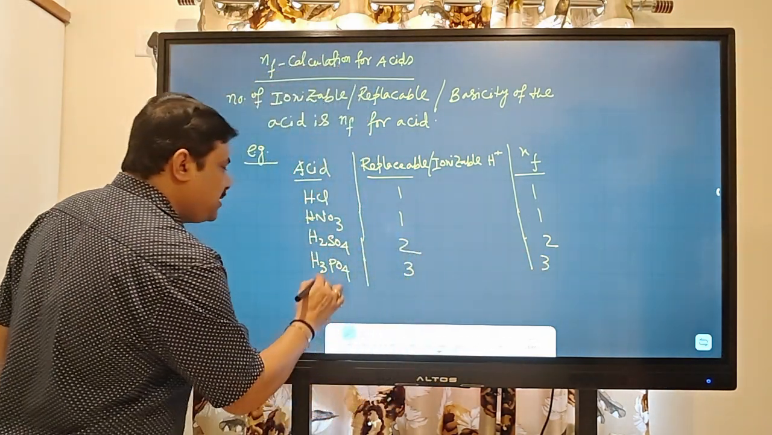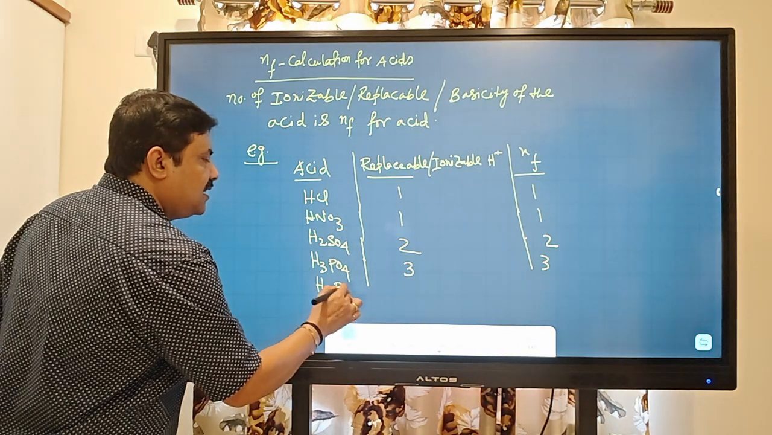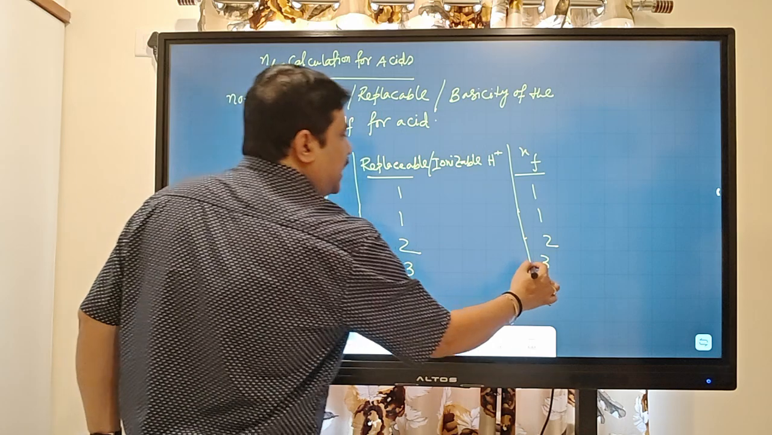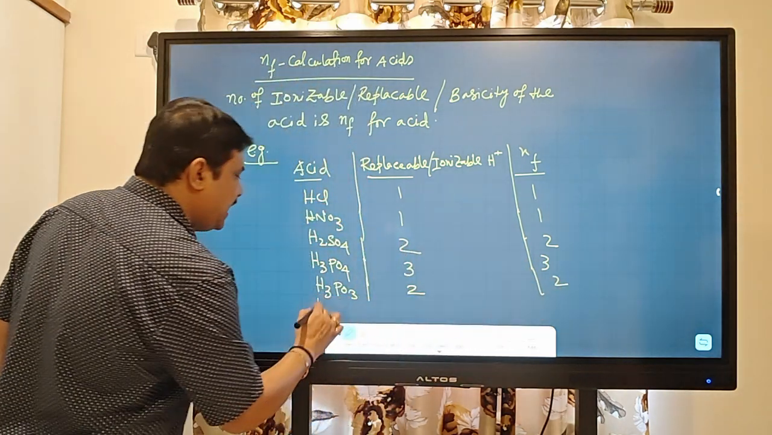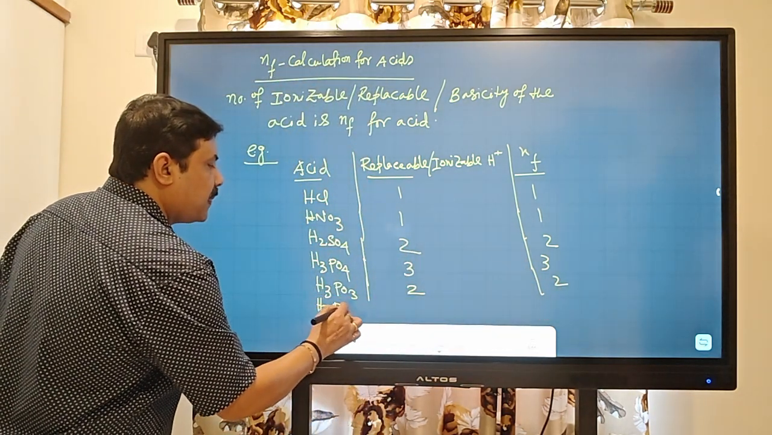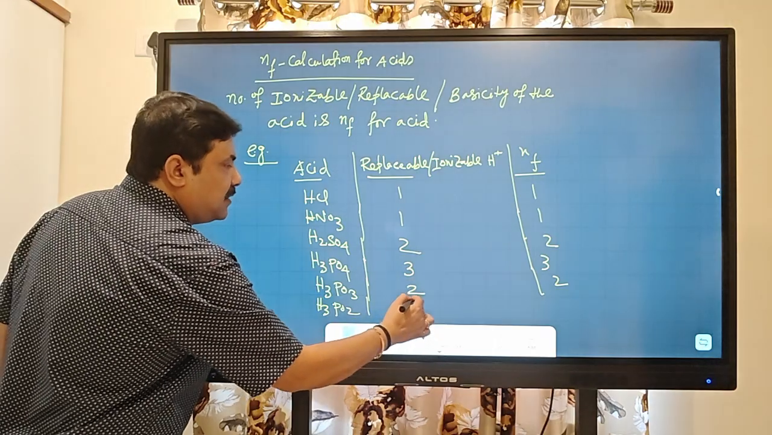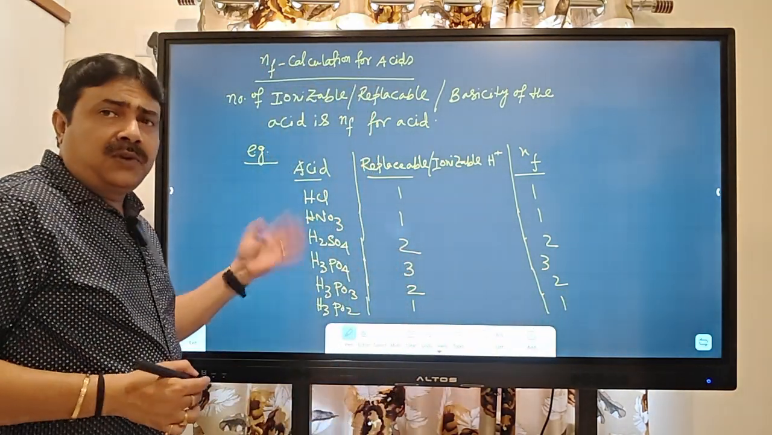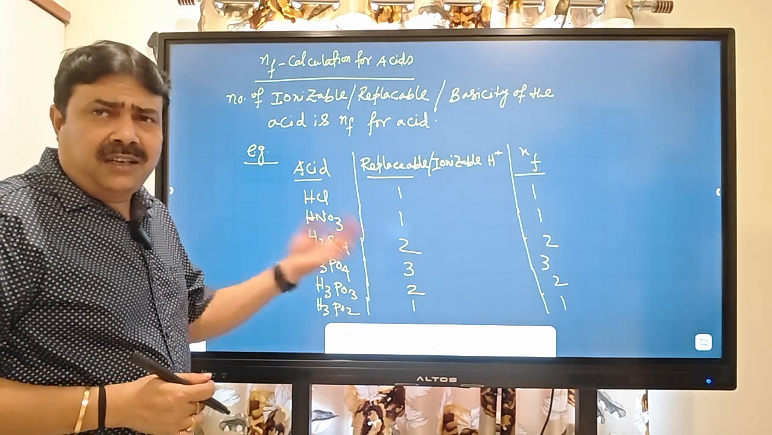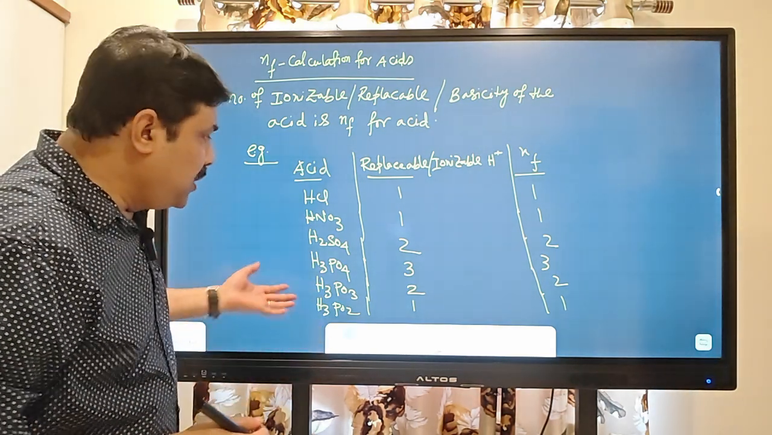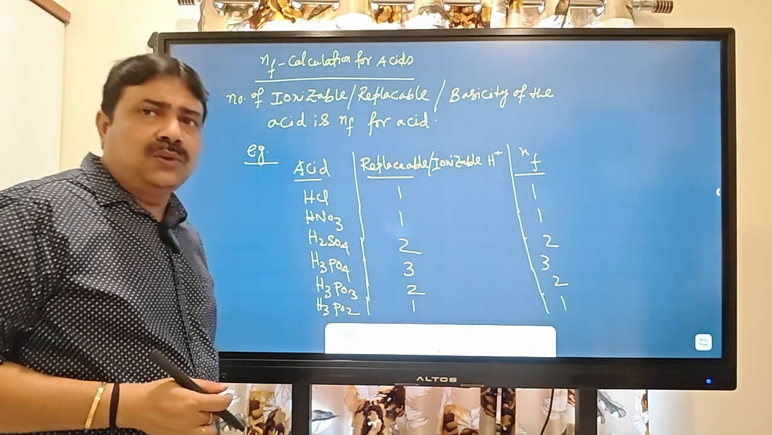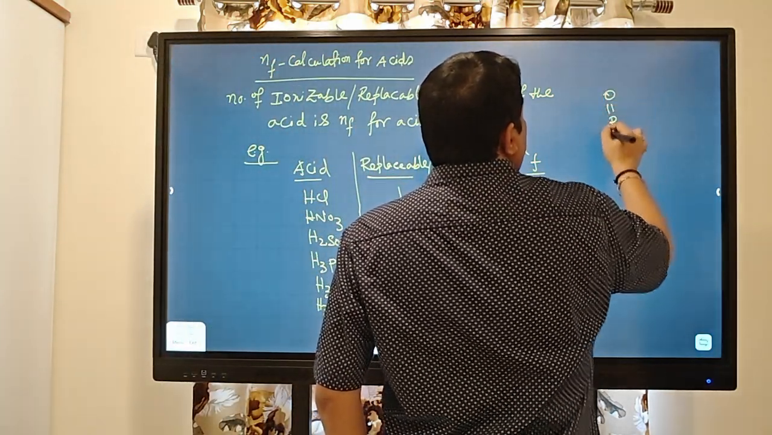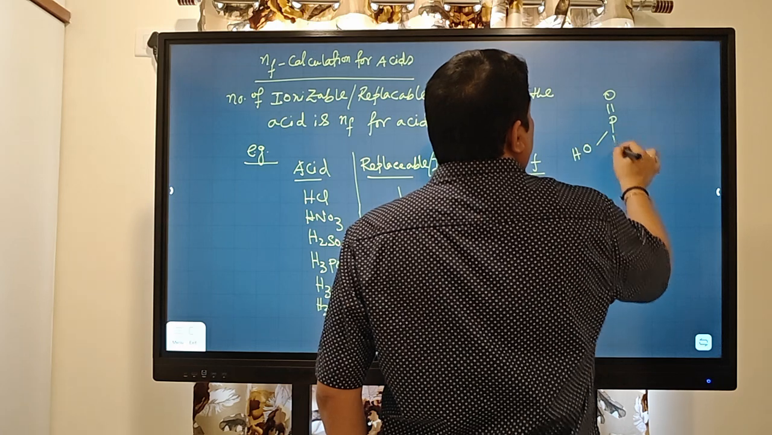But if I give you H3PO3, here replaceable is 2, n factor is 2. If you look at H3PO2, replaceable or ionizable is 1, n factor is 1. Sir, how is it coming? Total hydrogen is not replaceable, yes or no? For this understanding, you need to know the structure. Look at the H3PO4 structure, my dear. This is H3PO4.